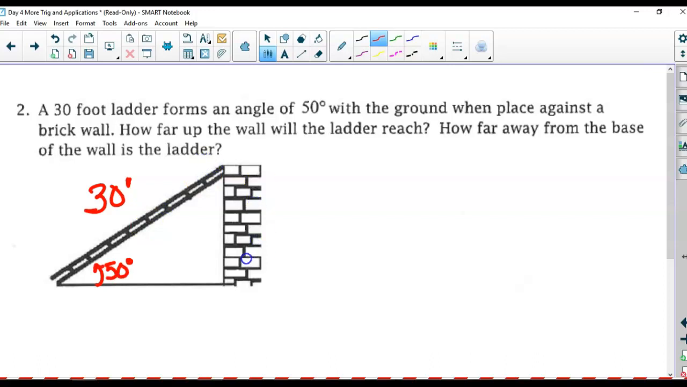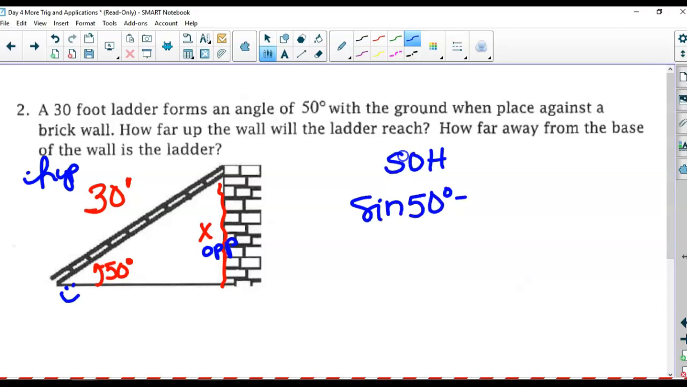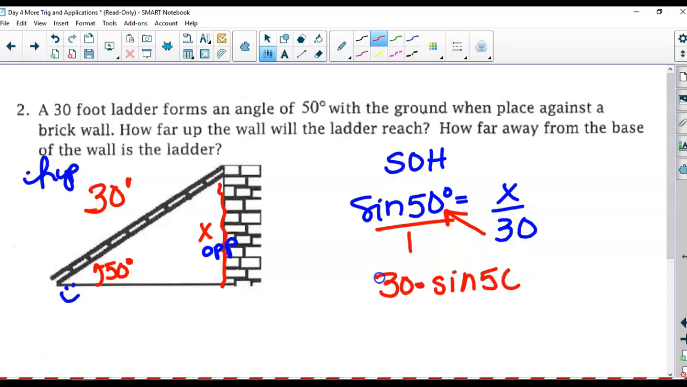When placed against a brick wall, how far up the wall, so we're trying to figure out this distance here, will the ladder reach? All right, so from our angle, we are looking for the opposite, and we know the hypotenuse. So again, sine of 50 degrees equals x over 30, opposite over hypotenuse. So from the 50, we have the opposite is x and the hypotenuse is 30. We set it up. And then if we cross multiply, these are right across from each other. So we just get to type 30 sine of 50 and we're done.